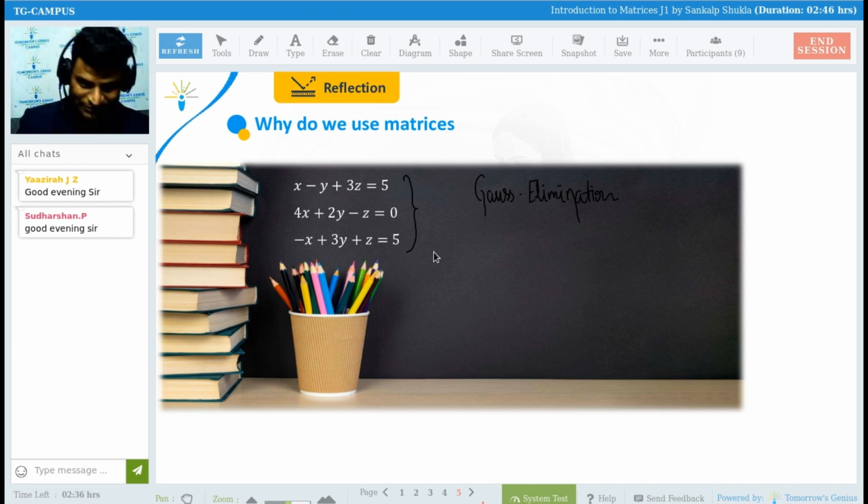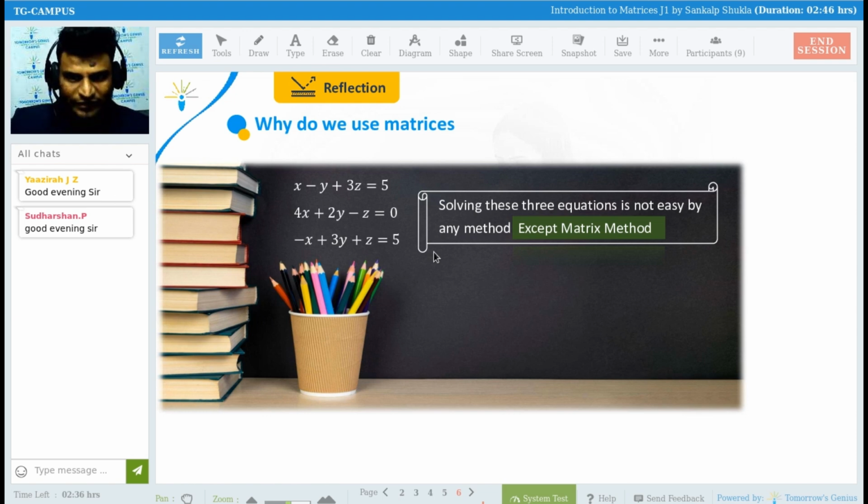What I was saying is that we can solve the system of these three equations by matrix. That is not the only reason we are learning matrices, but it is one prominent reason: a matrix could be used to solve a system of three equations, and it will be very easy and very short. Solving these three equations is not easy by any method except the matrix method. But before that, there is a more important thing, which is the introduction to matrices.